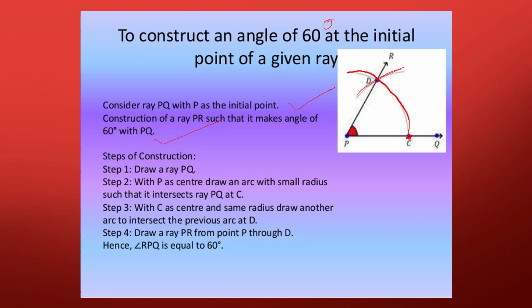Let's see the steps. Step 1, draw a ray PQ. Step 2, with P as a center, draw an arc with a small radius such that it intersects ray PQ at C. Step 3, with C as a center and the same radius, draw another arc to intersect the previous arc at D. Step 4, draw a ray PR from point P through D, hence angle RPQ is equal to 60 degrees. Right.